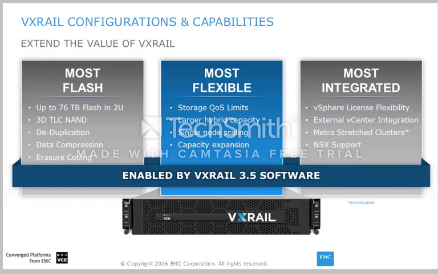VXRail configurations and capabilities extend the value of VXRail. With the flash options, you can have up to 76 terabytes of flash in 2U, deduplication, data compression, and erasure coding. You have the flexibility of single node scaling in capacity expansion while having the ability to integrate with an external vCenter as well as NSX support.